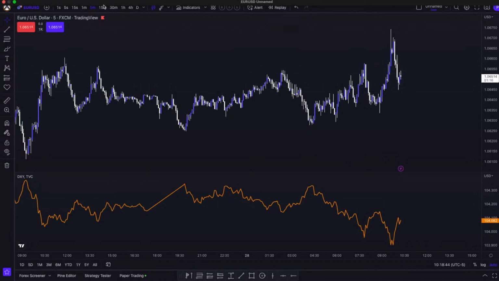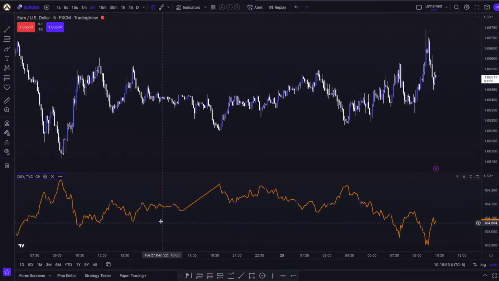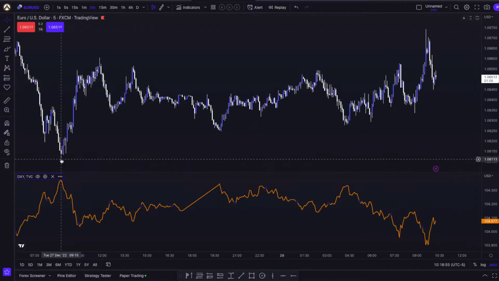So not like the S&P 500 with its tick grid, the dollar index and the Euro US dollar are inversely correlated. So ideally what you'd like to see is, if the Euro US dollar chart is making a new lower low, you want to see the DXY forming a new higher high.